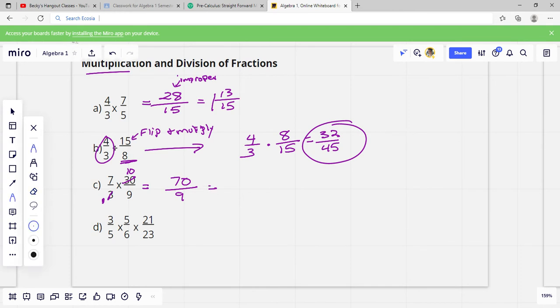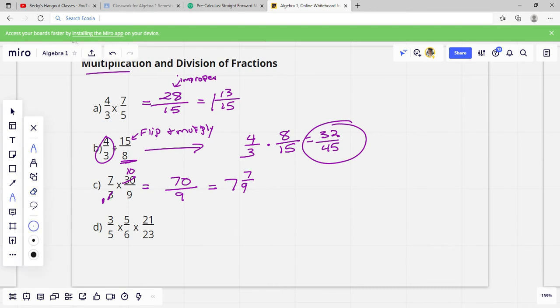I do have to change this into a mixed number because it's an improper fraction. My top is bigger than my bottom. So how many 9's go into 70? 9 times 7 is 63. 70 minus 63 would be 7 left over, 7 over 9. So all I did was I said 70 divided by 9. 9 times 7 is 63. Subtract. 7 over 9 is my remainder. How many ninths do I have left? I have 7 ninths left.